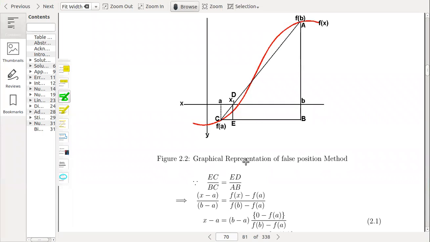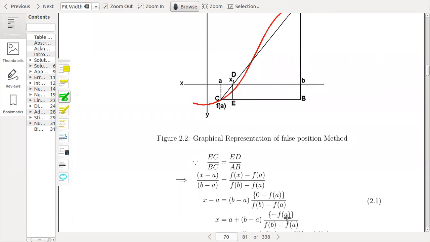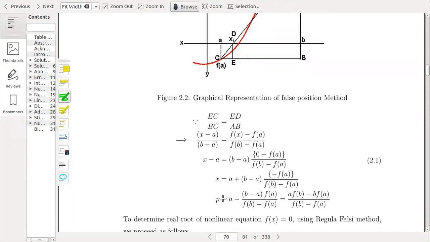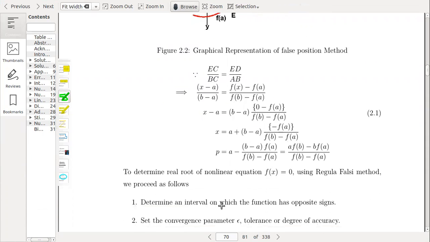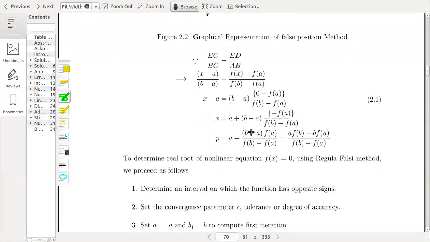Similarly, ED is corresponding to f of x minus f of a, and AB is corresponding to f of b minus f of a. So then after simplification, we can get the formula x is equal to a minus (b minus a) over (f of b minus f of a) times f of a. And if we denote the first root with p, then x will be replaced with p. So then we will get the formula of Regula Falsi method.